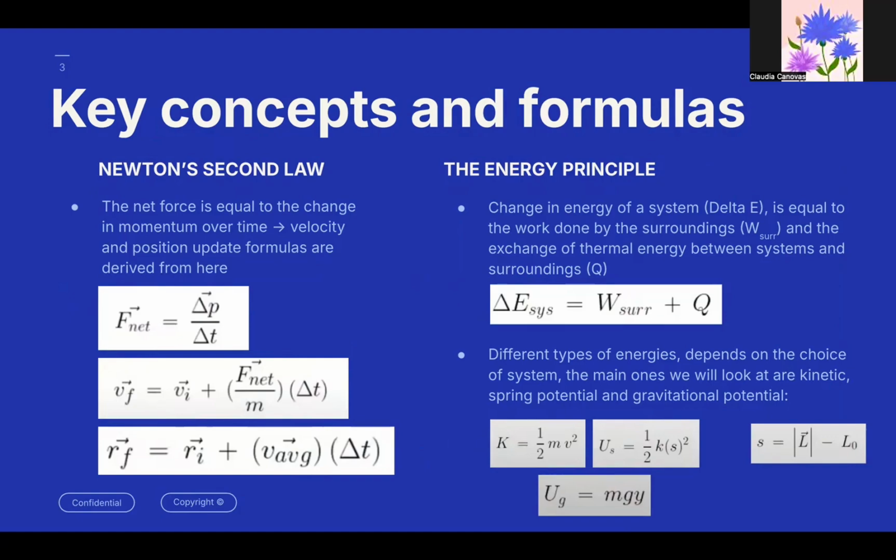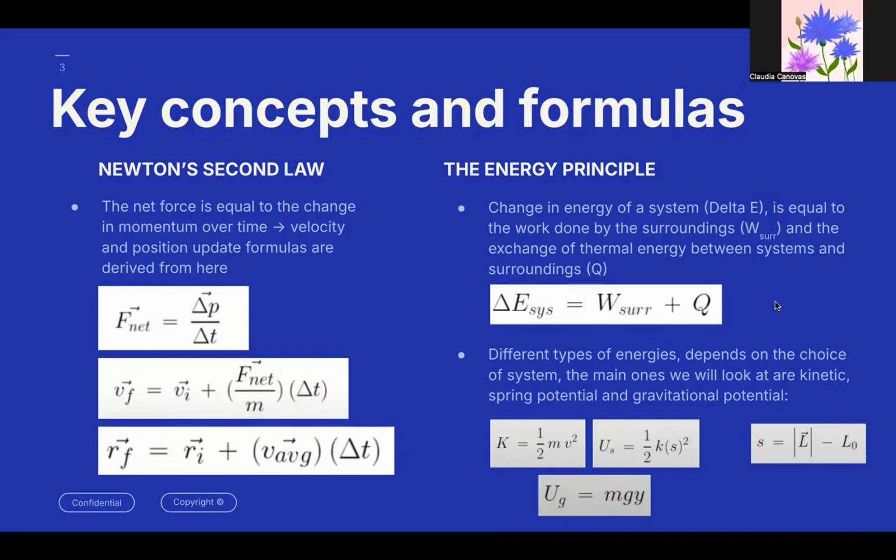So the first one is Newton's second law. This has been explained a lot in past labs and it continues to be used. A new addition is the energy principle. So this is the change in energy of a system, which is represented by delta E, and it's equal to the work done by the surroundings, added to the exchange of energy between systems and surroundings, that is Q.